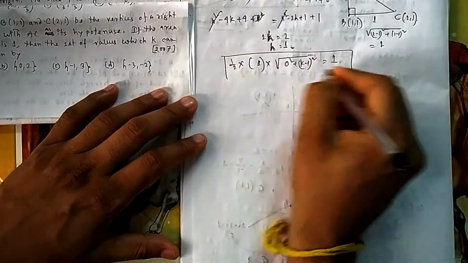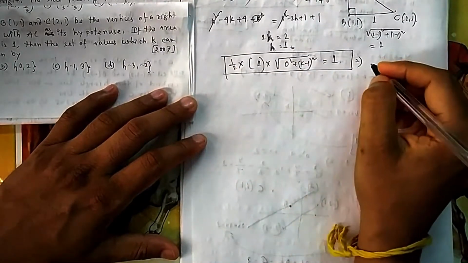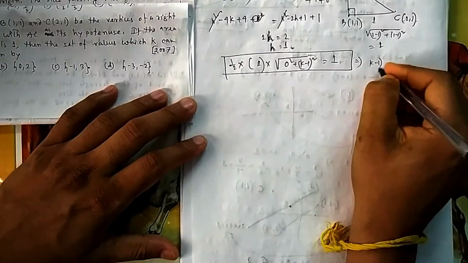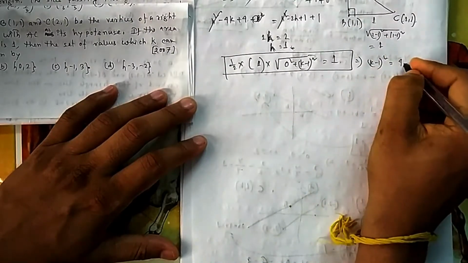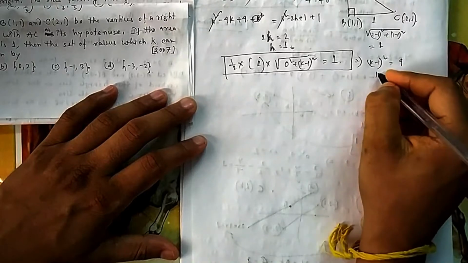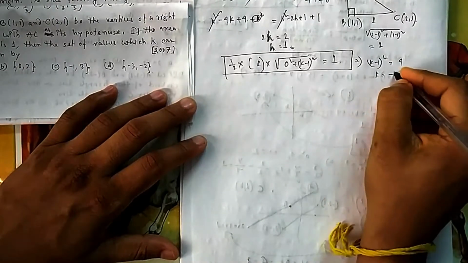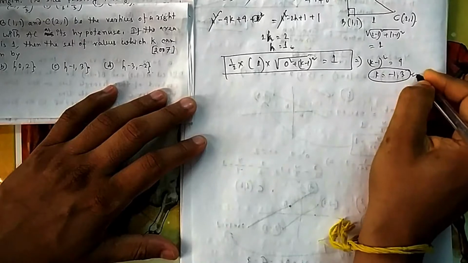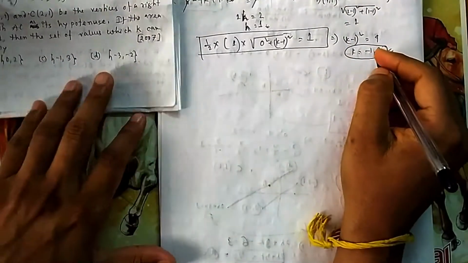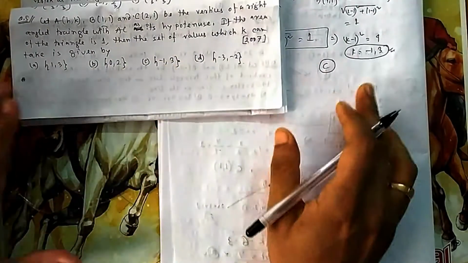So half into height into base should equal 1. You can solve this one, I think. So it will be (K minus 1) whole square is equal to 4. If you solve it, it will be a quadratic equation. I am not solving it, I think you can easily do it. If you factorize it, you will get the factors. So the K value can take minus 1 and 3. So both these values K can take.